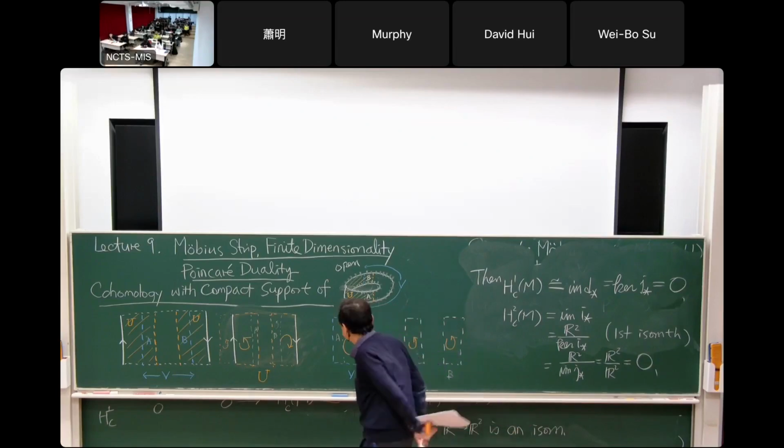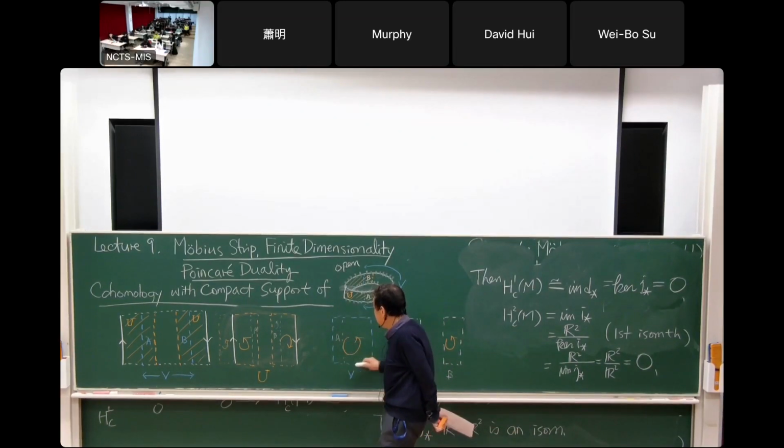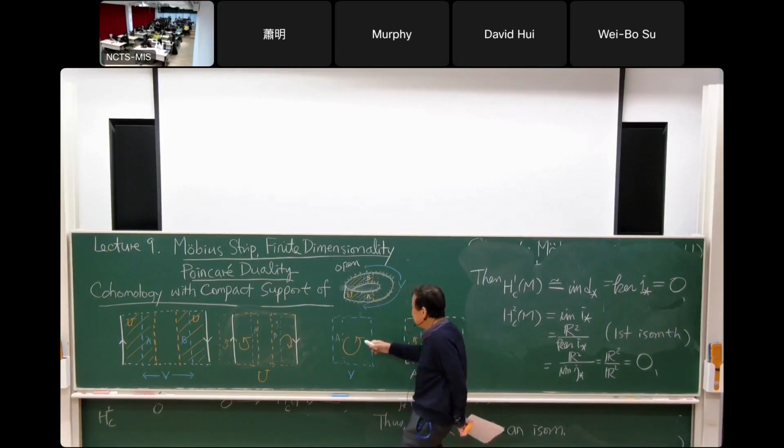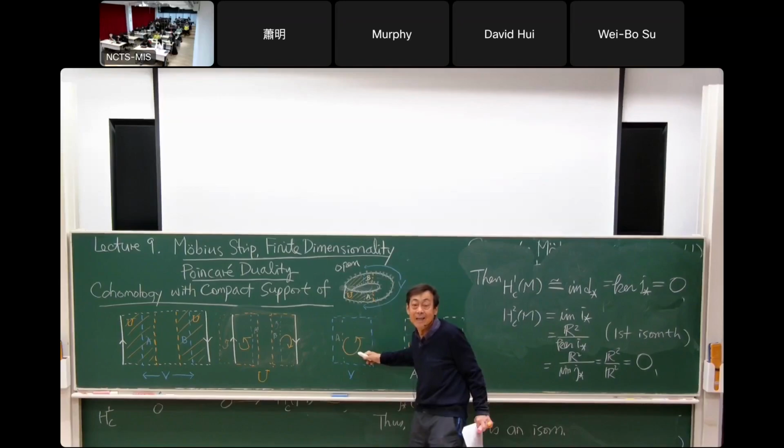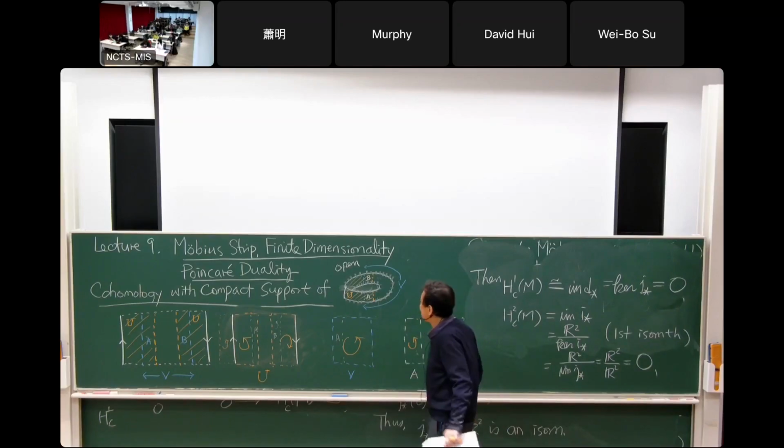If you include the boundary, then this wouldn't be diffeomorphic to R2. Because if you don't include the boundary, you can just expand it to infinity, so it would be diffeomorphic to R2. If you had a boundary, it's not diffeomorphic to R2, then you can write down the Mayer-Vietoris sequence. Yeah, very good question. Thank you.